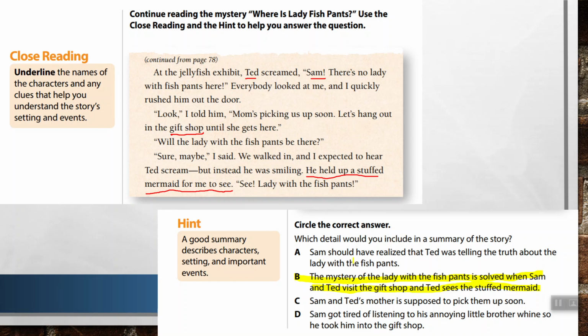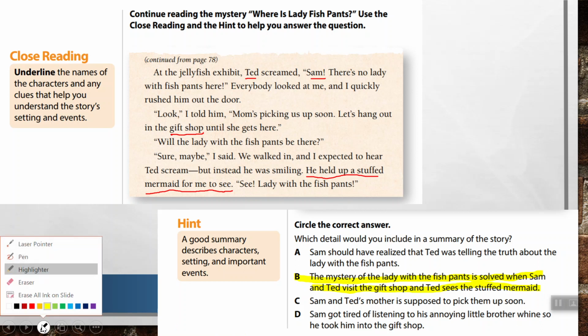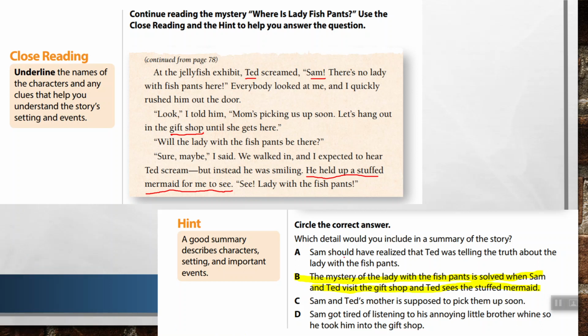A says Sam should have realized that Ted was telling the truth about the lady with the fish pants. This would not be included in a summary because that's someone's opinion that Sam should have realized he was telling the truth. C says Sam and Ted's mother is supposed to pick them up soon. That is a detail from the story, but it's not one of the most important details of the story. If that detail wasn't included in the story, we would still understand what happened.